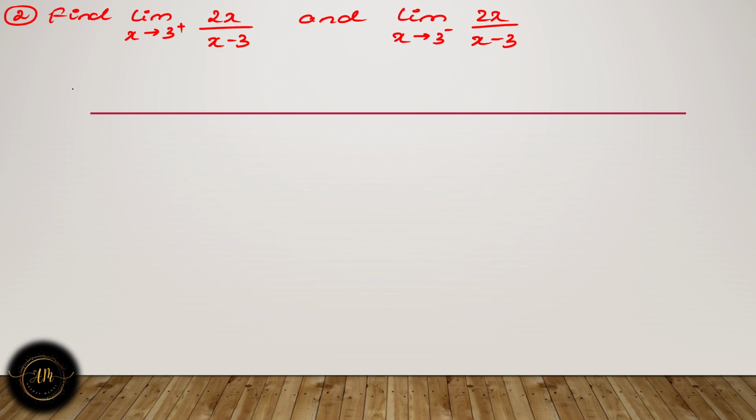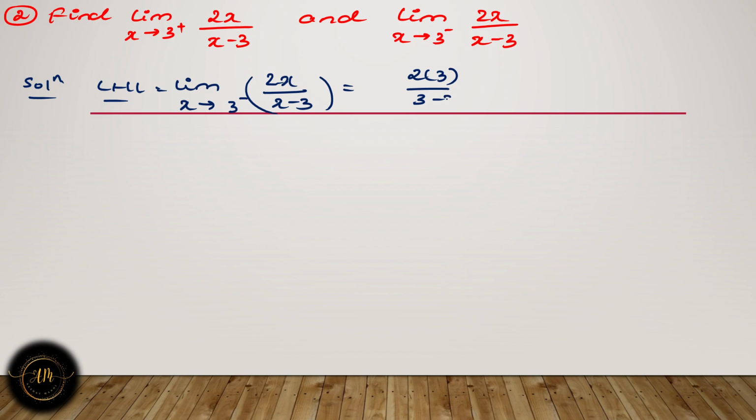So the solution for this is like this. Your left hand limit is equal to limit as x tends to 3 minus of 2x divided by x minus 3. When you substitute the value of 3, 2 into 3 divided by 3 minus 3, 6 by 0, which is equal to infinity. Okay, then your right hand limit.